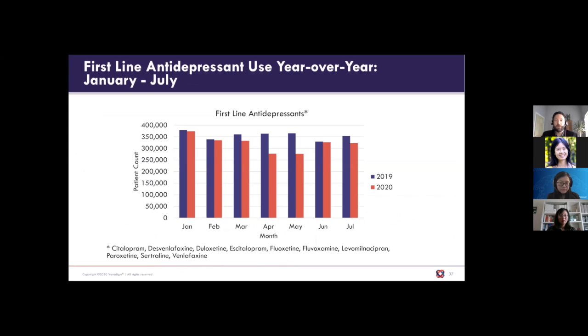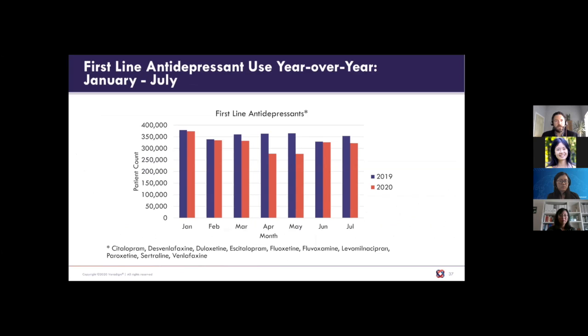So somewhat refreshingly, and frankly a little bit unexpected as well, throughout this time period from January to July, we actually saw very little change in the use of first-line antidepressants. So the full list of agents is listed below in the sub-bullet. I'm not going to read them or even try to pronounce most of those.